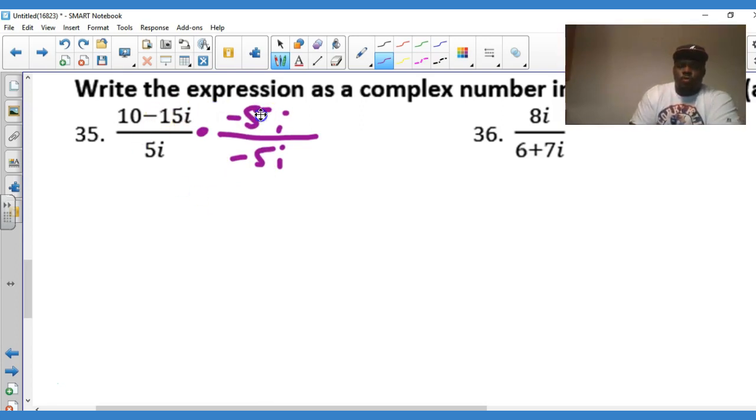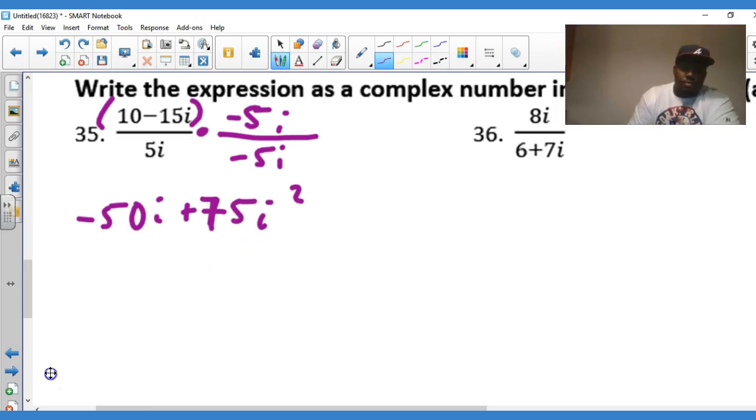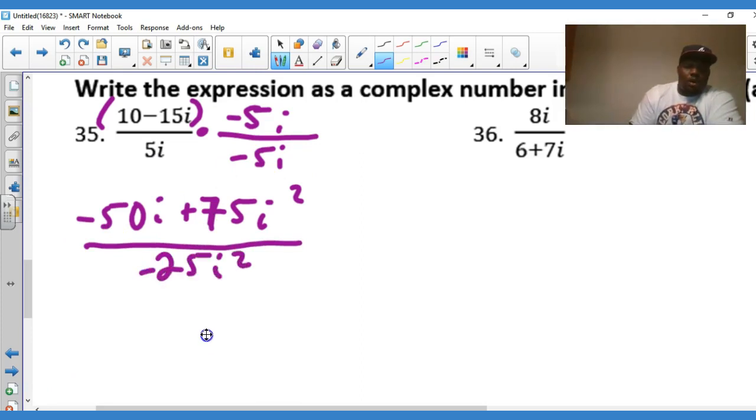Now, distribute right here at the top, negative 5i, because guys, this is multiplication. So I'll put that dot right there. Negative 5i times 10 minus 15i. Alright, negative 5i times 10 is negative 50i. And negative 5i times negative 15i is going to be a positive 75i squared, okay? Now down at the bottom, you have 5i times negative 5i, that's negative 25i squared, alright?